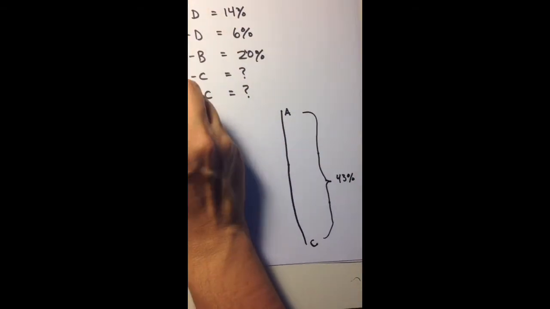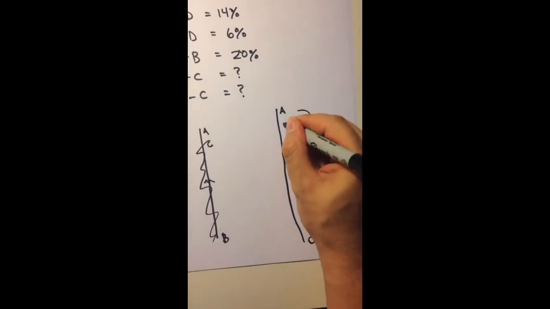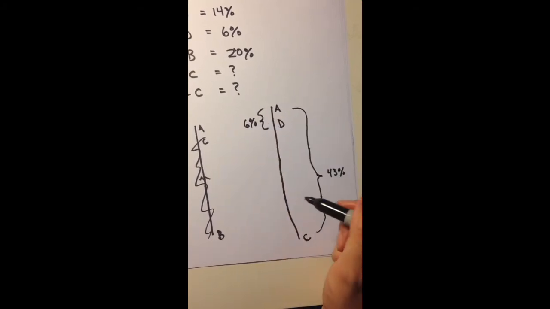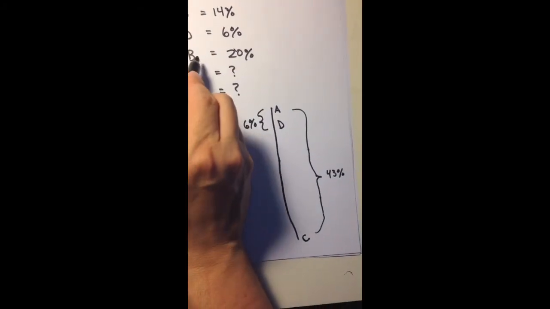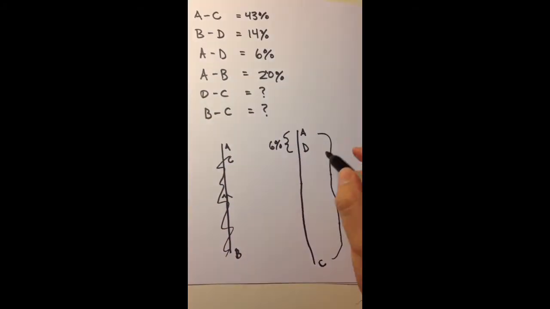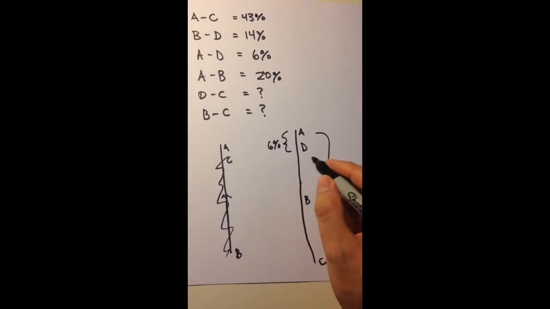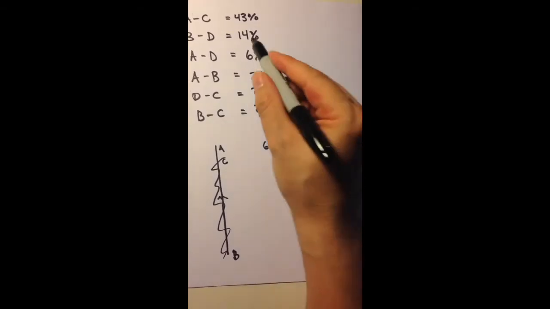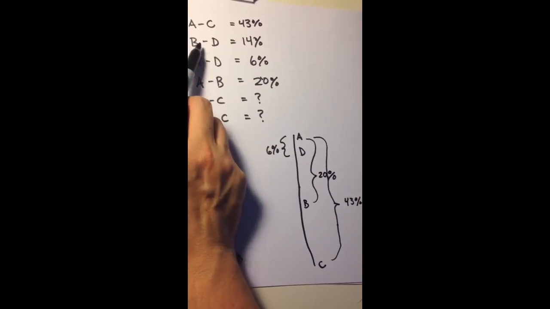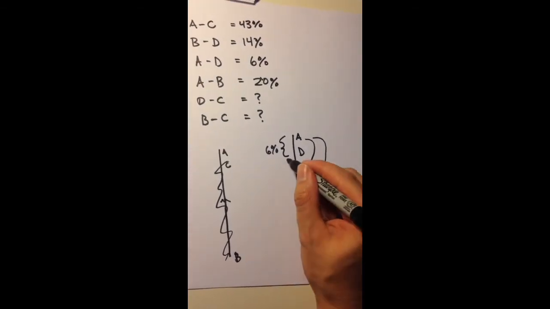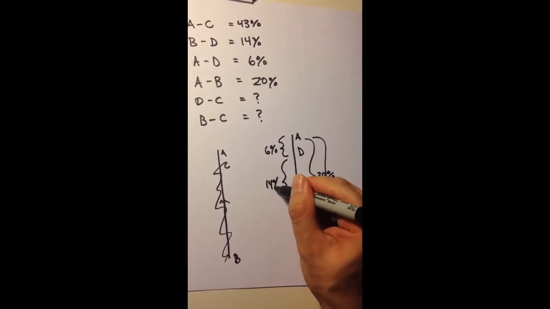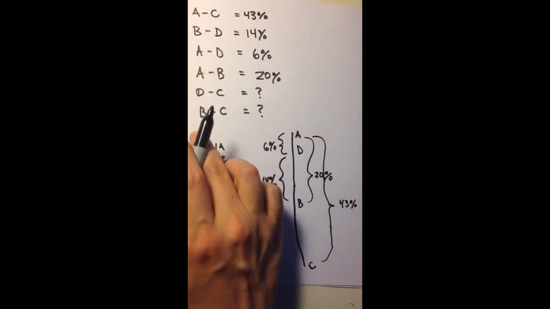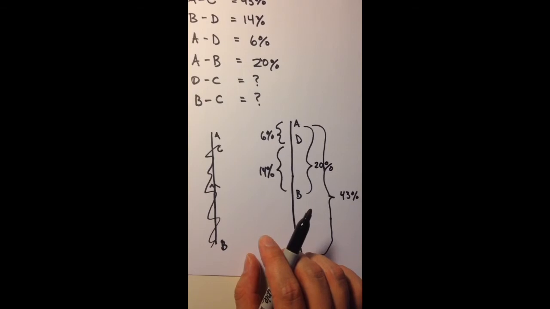So you know that A in relation to D is much closer. So you would say that the distance between these two genes is 6%. A and B is 20%. So you would say that the distance between A and B is 20%. And you can see here that B and D has a distance of 14%. So you have a lot of information now to figure out what these other two distances are on the chromosome.